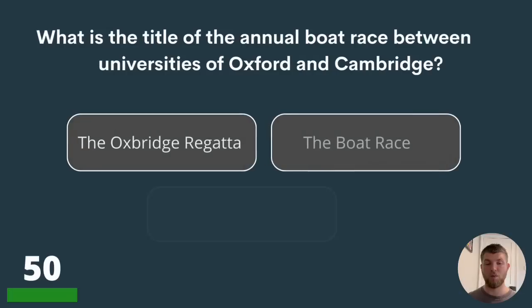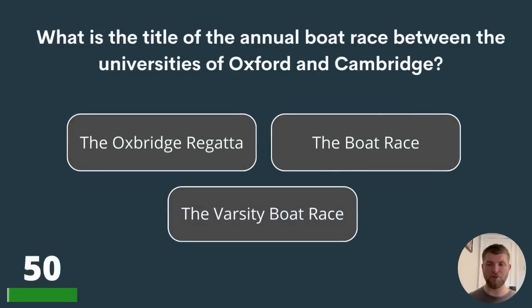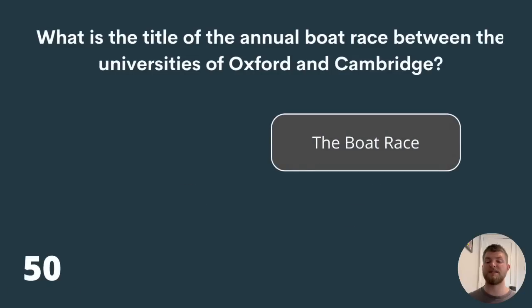50. What is the title of the annual boat race between the universities of Oxford and Cambridge? The Oxbridge Regatta, the boat race, or the varsity boat race? The answer is the boat race.